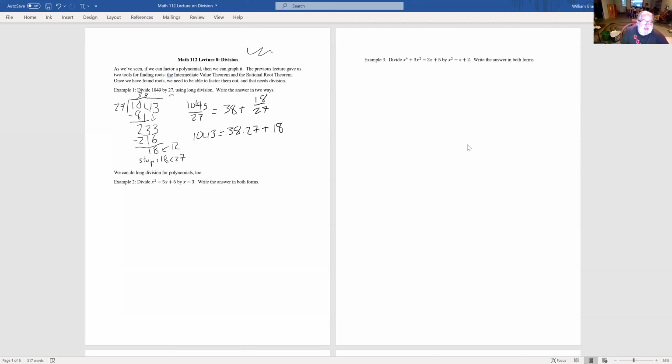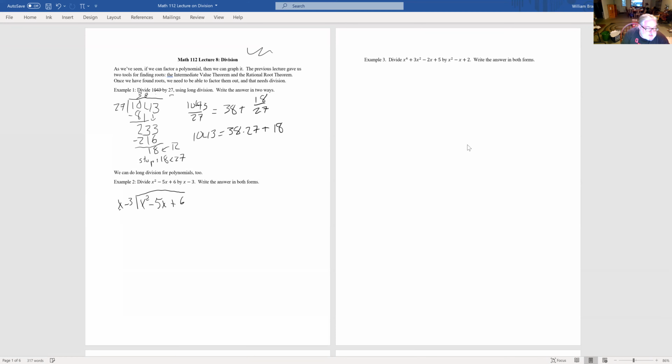Almost the same sort of thing happens for polynomials when you do long division. So I want to divide x squared minus 5x plus 6 by x minus 3. So I take my x squared minus 5x plus 6, and I put that inside of my little rectangle, and I put my x minus 3 here. So it sets up the same. It works a little bit differently.